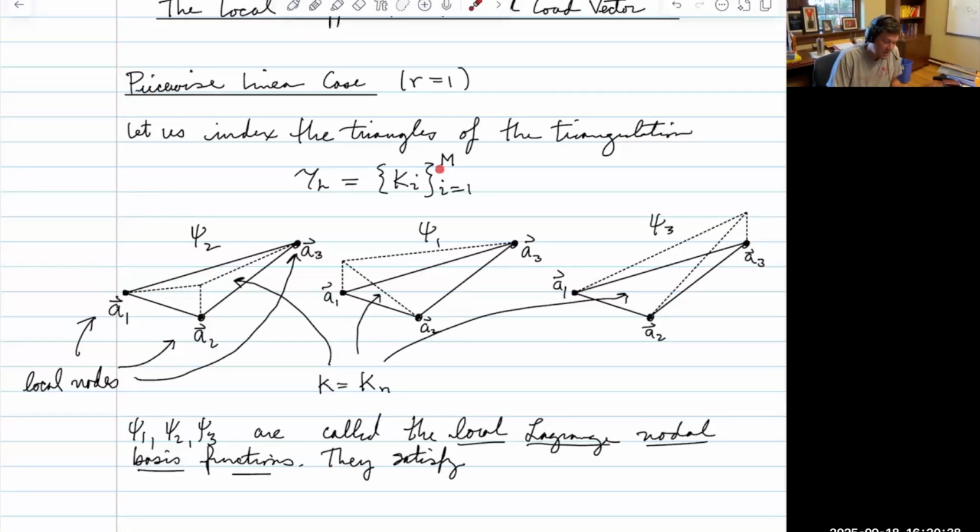But let's suppose that you come up with some numbering. It might not be the best numbering, it might not even be sensible, but you can always come up with some numbering. And suppose there are exactly M triangles, so i equals 1 to M. Now let's look at the nth one, K equals Kn.